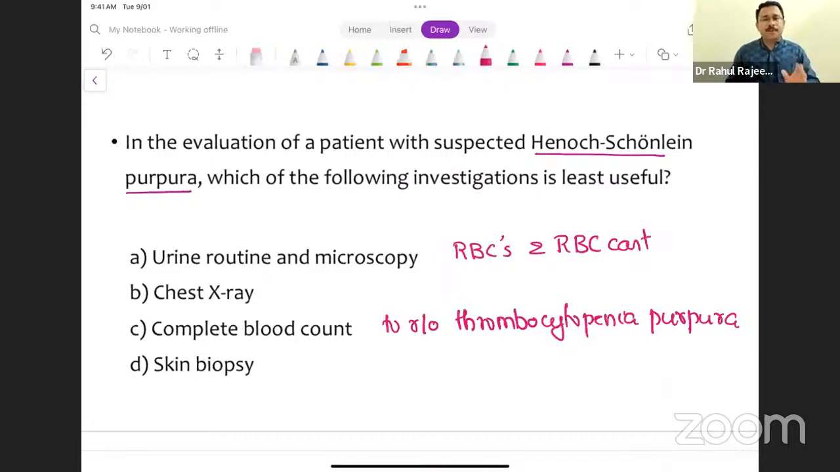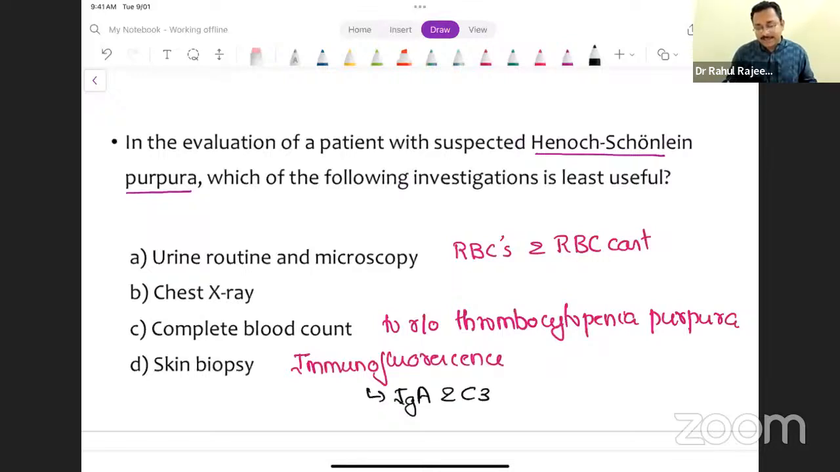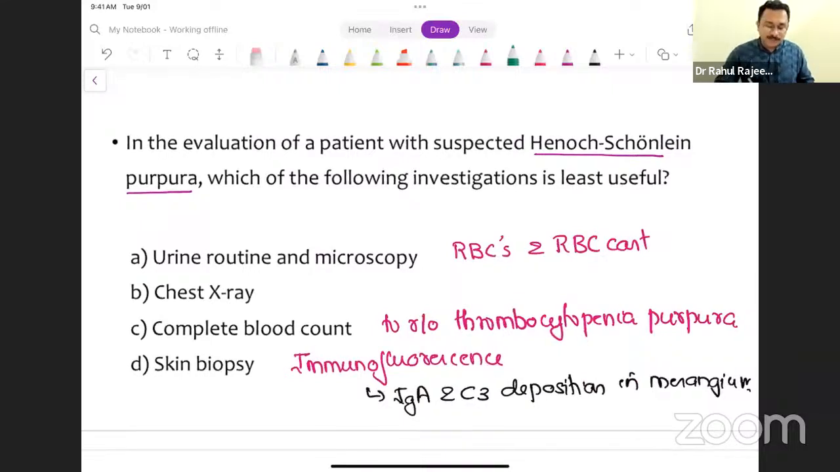Skin biopsy, is it important? Definitely important. A very important point is that in HSP, the skin biopsy is diagnostic. Remember, in the skin biopsy, you will do immunofluorescence, and in immunofluorescence you will see deposition of IgA and C3 in the mesangium. IgA and C3 deposition in the mesangium. That is what you're going to see. So what is the best possible answer here?